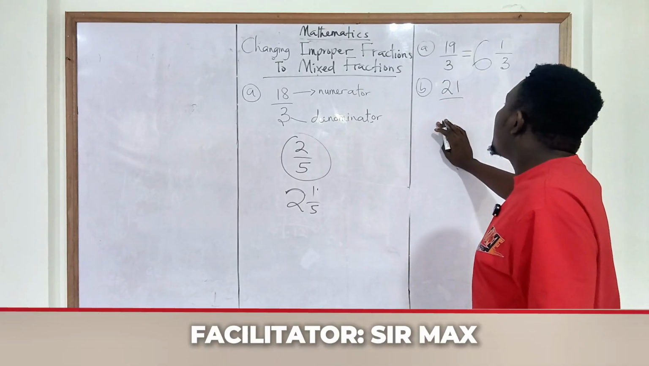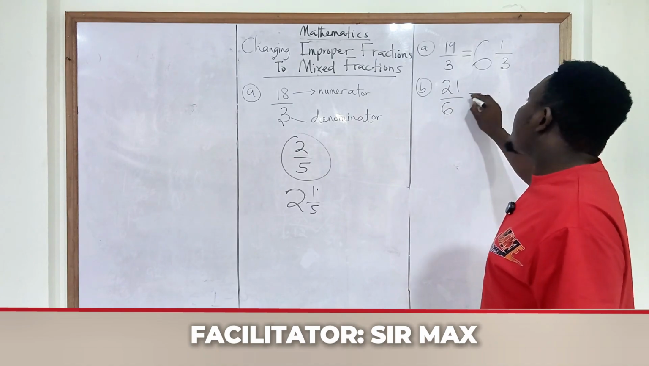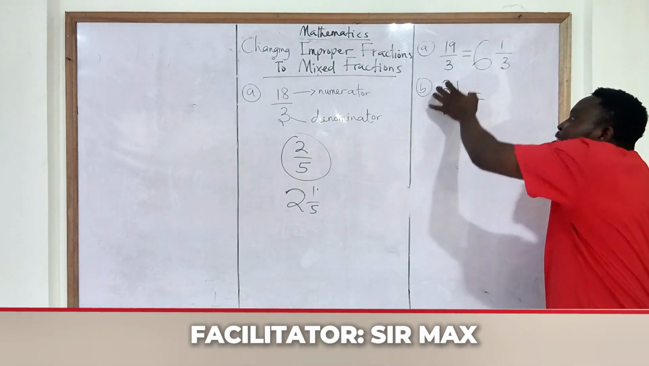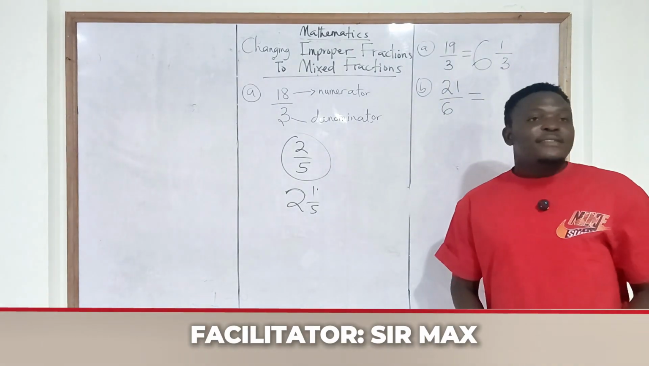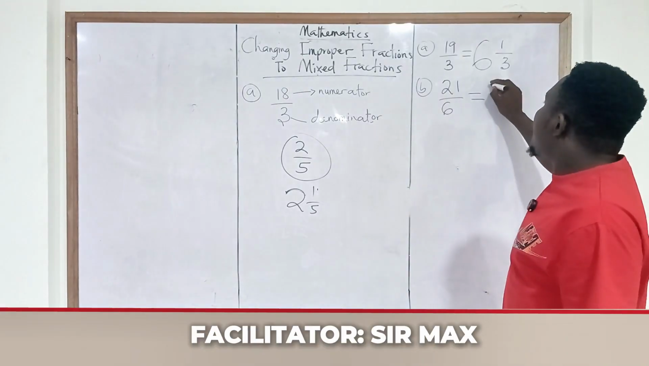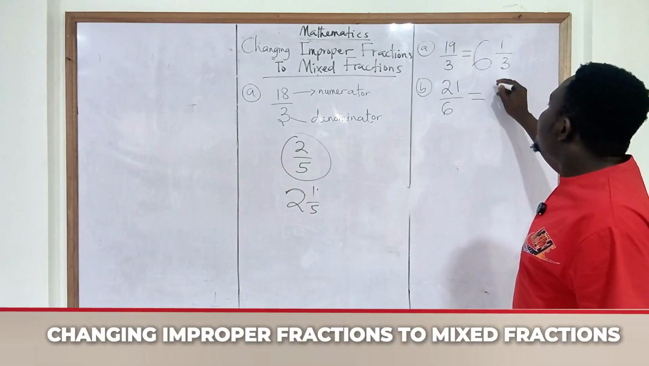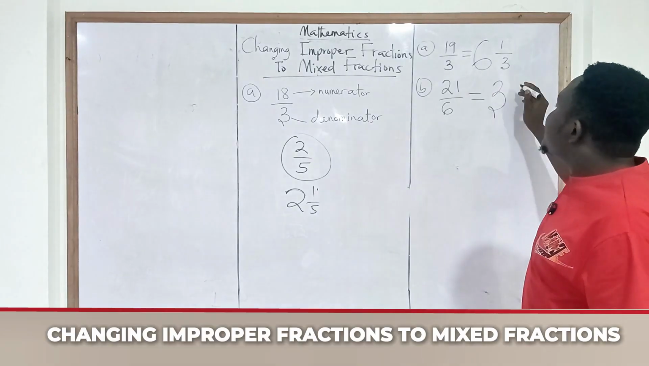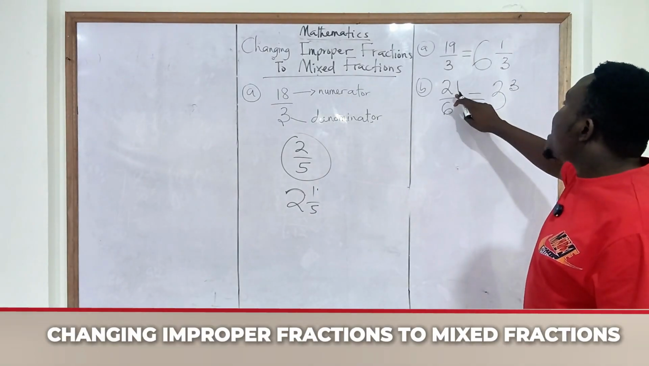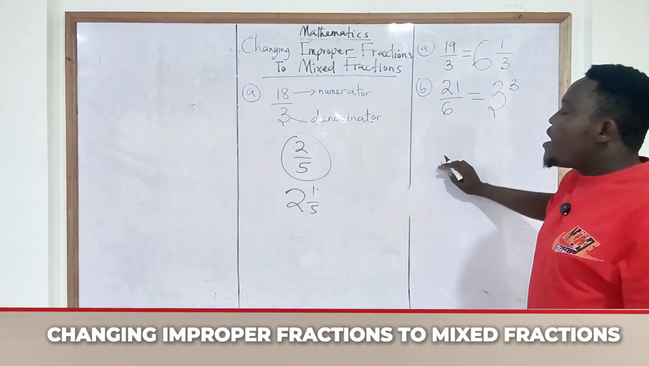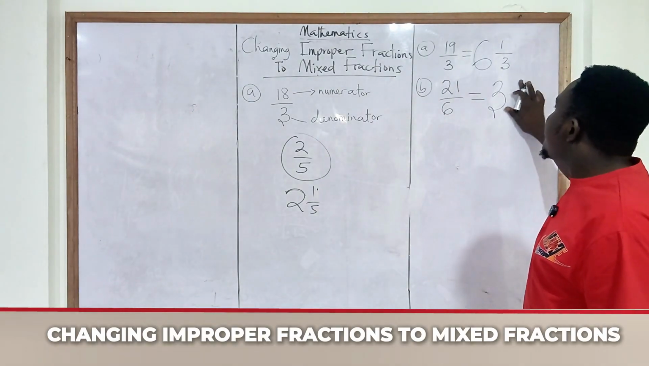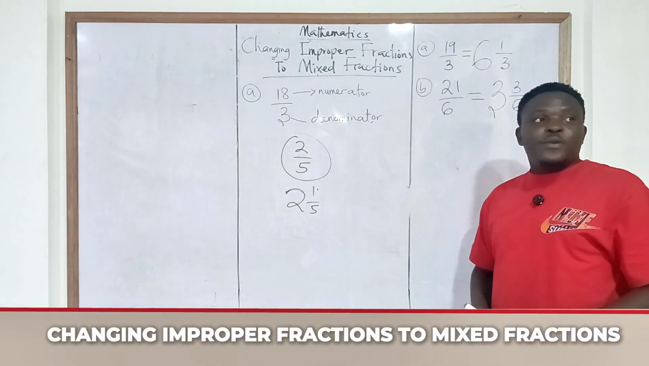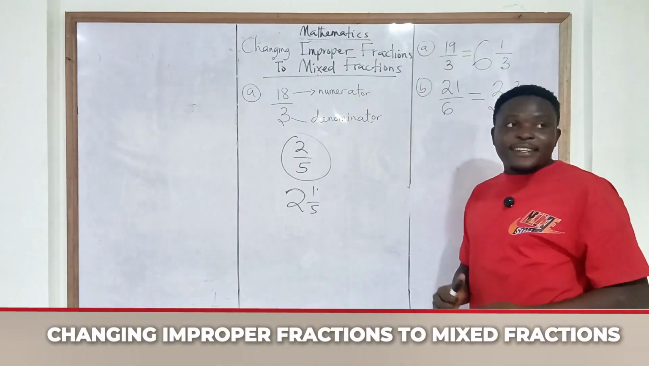21 over 6. So we check, like I said, how many times would our denominator divide the numerator? So 6 divides 21 3 times. Then I told you how many times it divides becomes our whole number. Is there a remainder? Yes. Remainder 3. So if 6 divides 21 3 times, that's giving us 18. If we subtract the 18 from the 21, we have a remainder of 3 over our denominator. So we have lessened the burden on the 6 as well.